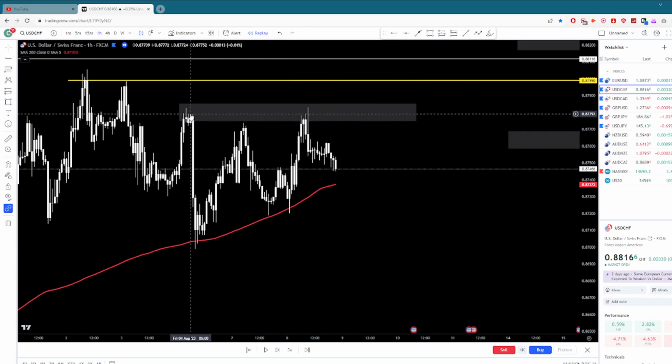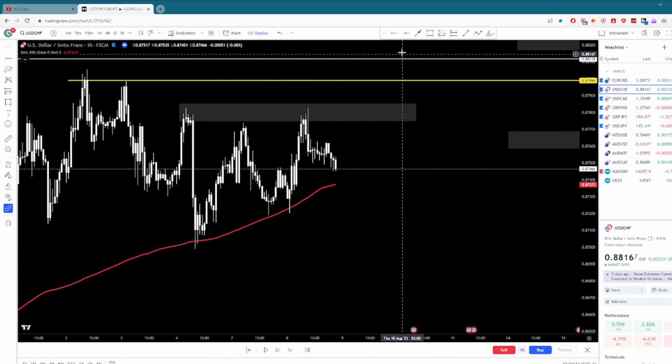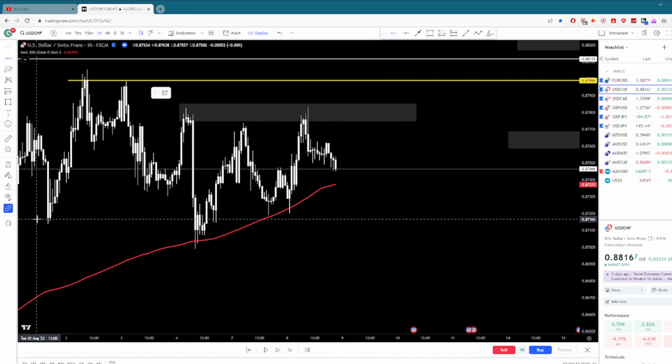So it rejected here, right? And it almost got up here, but it didn't. But then it came back up here and rejected, right? And then when I would mark up support, I would actually use a box in this case.